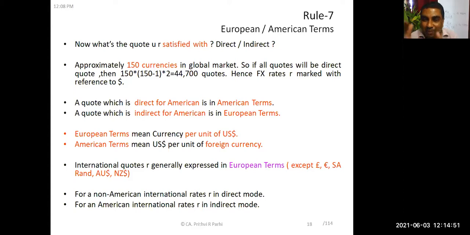And that too, every moment these quotes will be fluctuating. It is not fixed. Now it is there, after 10 seconds it will be changing. So monitoring these 44,700 quotes that too changing every time is a very difficult task. You cannot take any decision. First, you have to convert to understand.